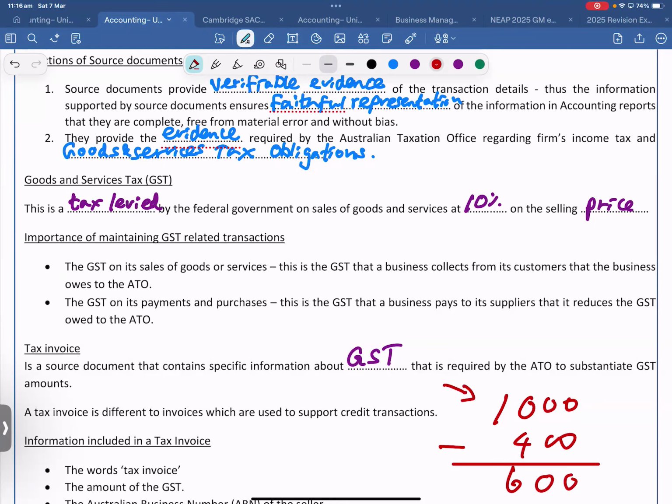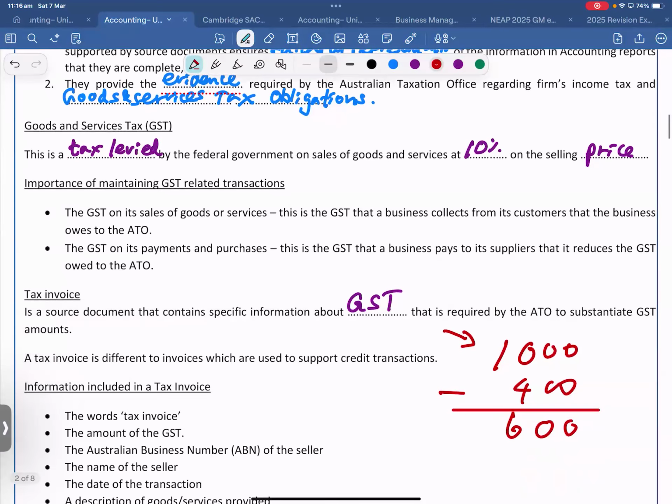So if you want to give less GST, you just have to spend more on your expenditures. What if you spend more on your expenditures than you collect? That's a good question, a wonderful question. So this 600, firstly, I'll explain. This 600 we call GST settlement.